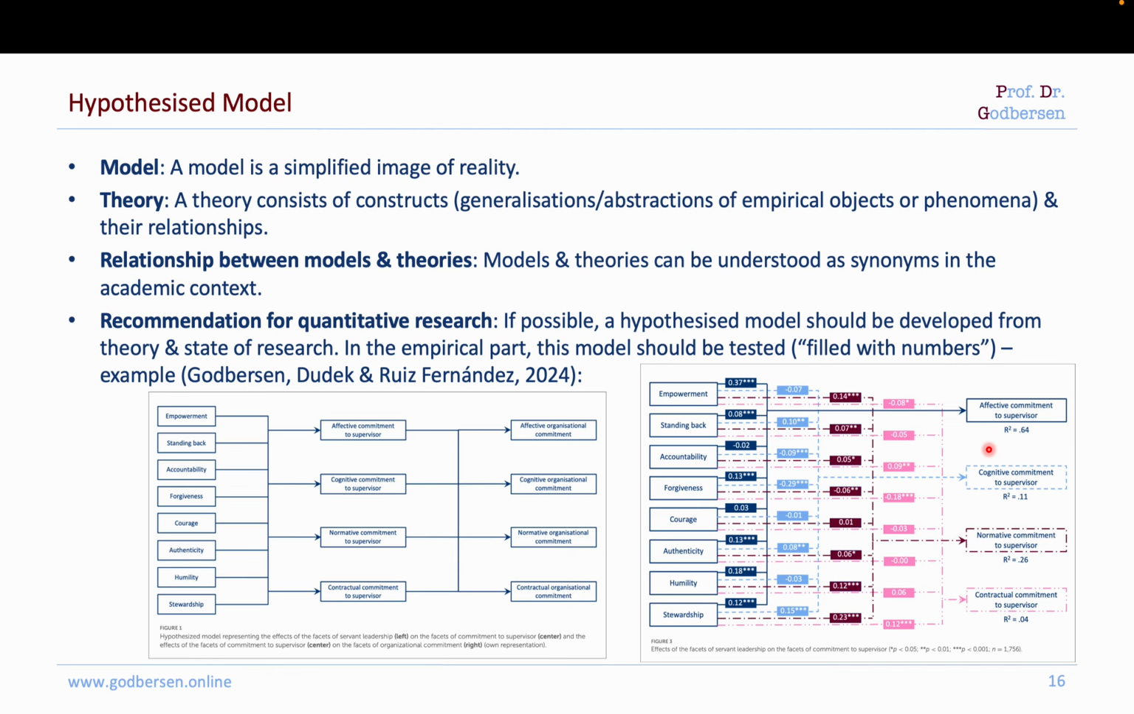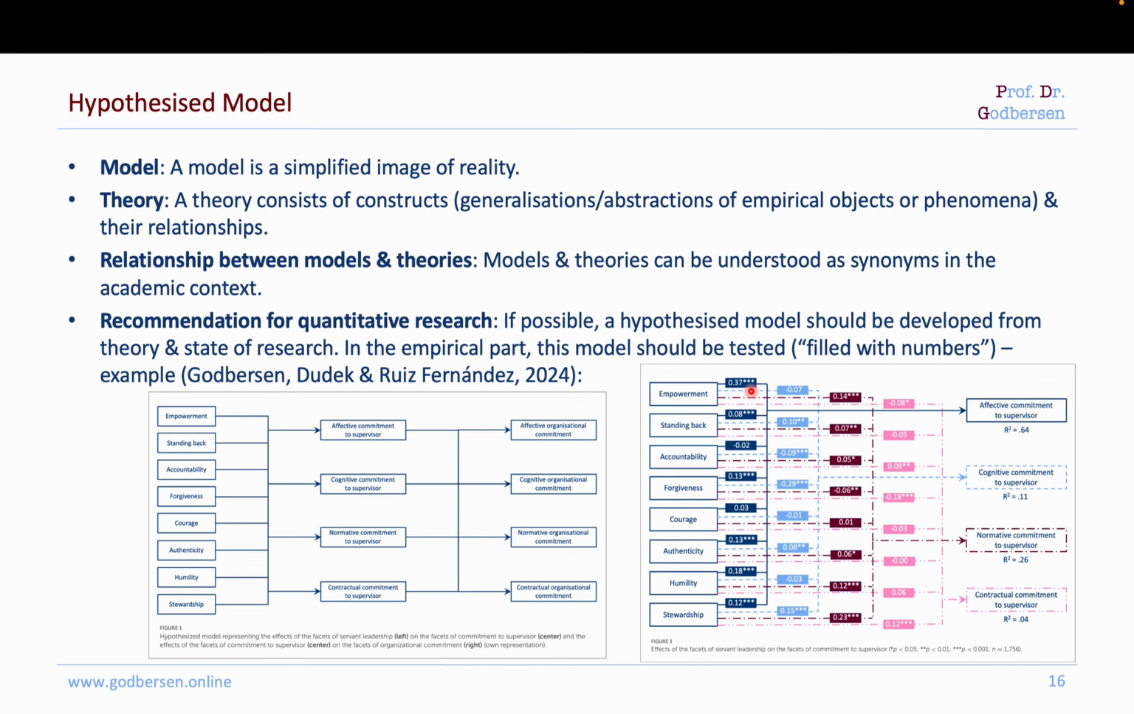In this case, we used structural equation modeling, and here are the facets of servant leadership. On the right-hand side, the facets of commitment to supervisor. And we could fill in the numbers, which in this case are the path coefficients, how strong is the impact, and the significance levels. Simply said at this point, is there actually an effect or is there no effect? But the inferential statistics part, we will come to later during the crash course.